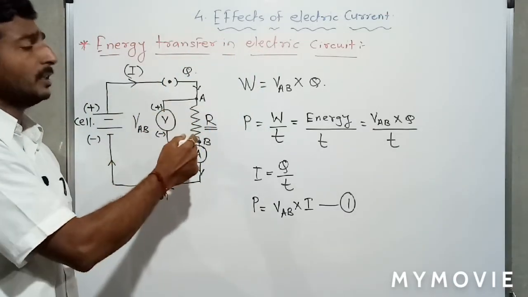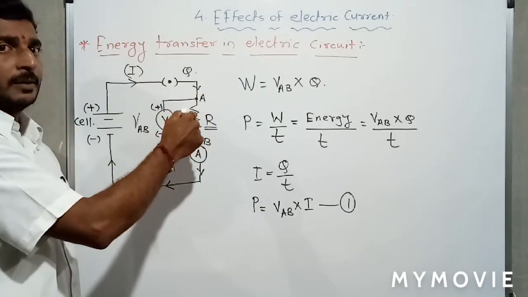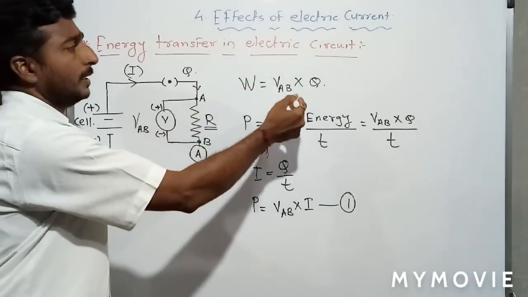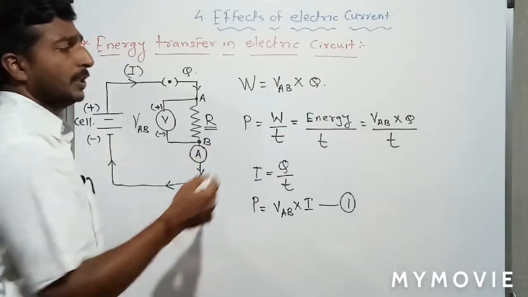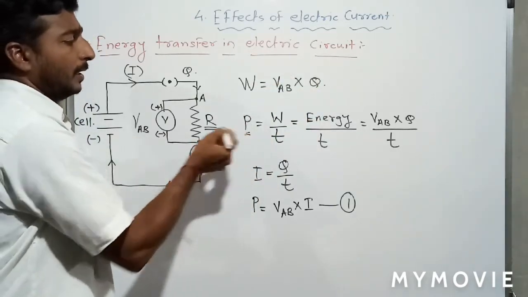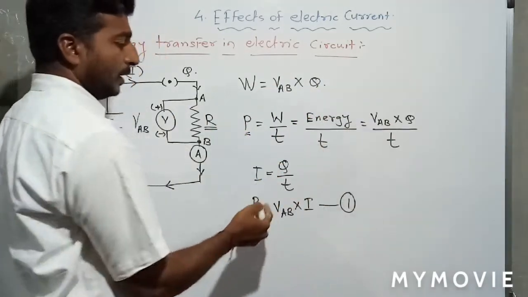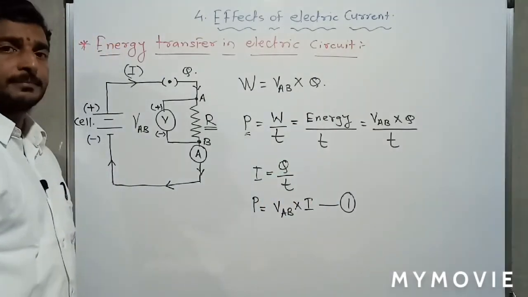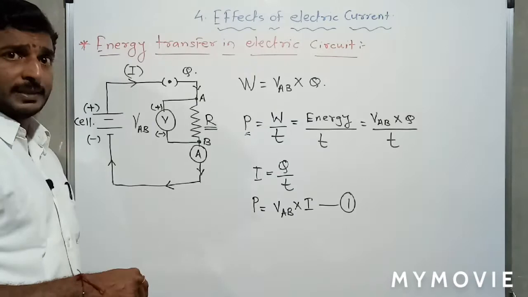So when there is a resistor, work is to be done to flow the charge through the resistor, and this work is calculated in the form of V into Q. And what is the power required to do this work? That we are calculating, and we got that power is equal to V_AB into I. So what do we have to do in this equation?